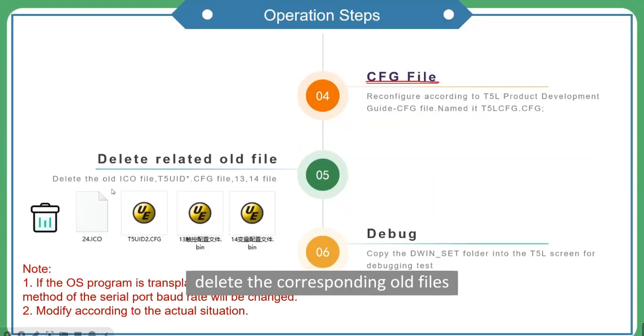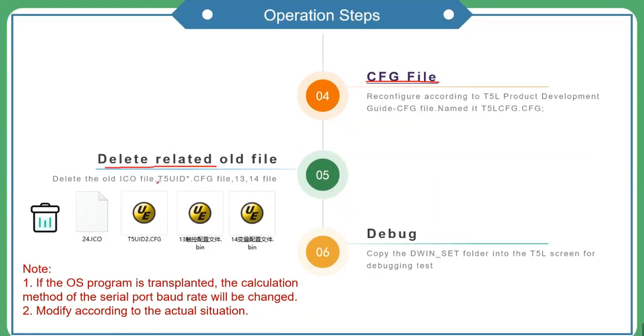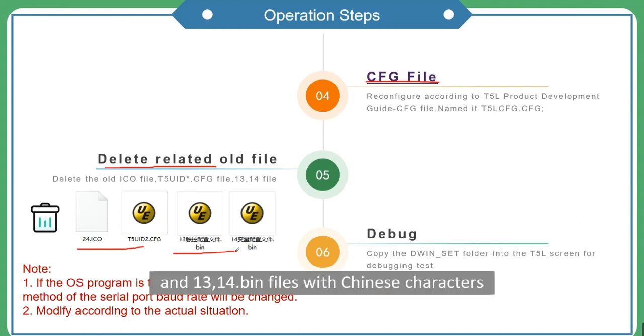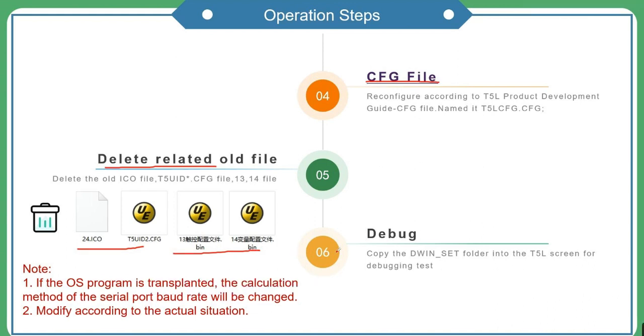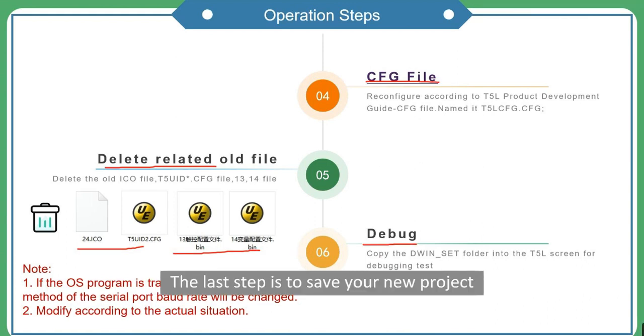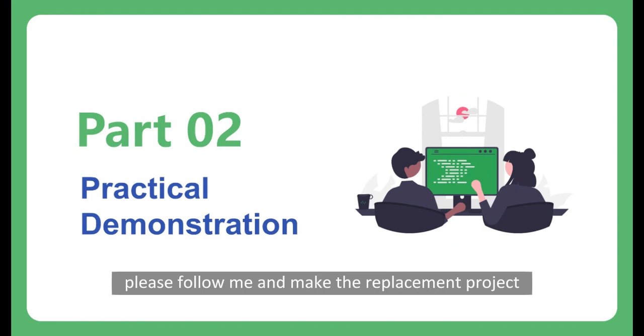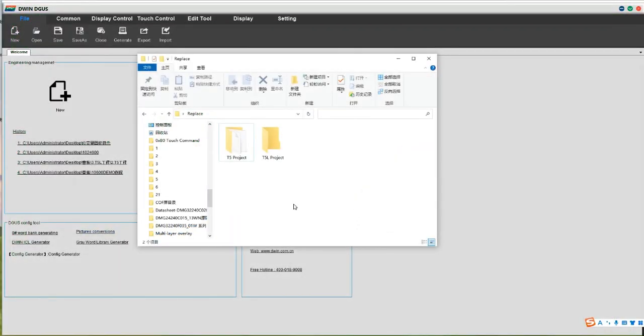Fifth, delete the corresponding old files. You need to delete ICO files, CFG files, and 13-14 DWIN files with Chinese characters. The last step is to save your new project, then burn the project to the T5L screen and debug it. Now, please follow me and make the replacement project.